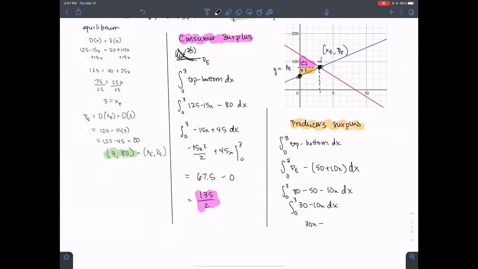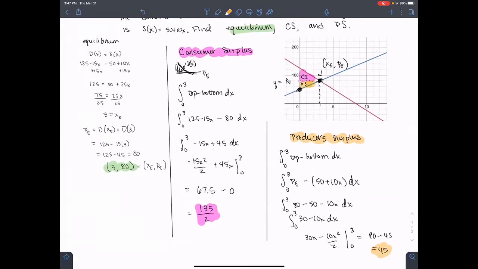So 30x minus 10x squared over 2, evaluated from 0 to 3. 30 times 3 is 90. 90 minus 3 squared times 10 divided by 2, that's 45, which is 45. And then minus 0, because plugging in 0 makes those terms go away.